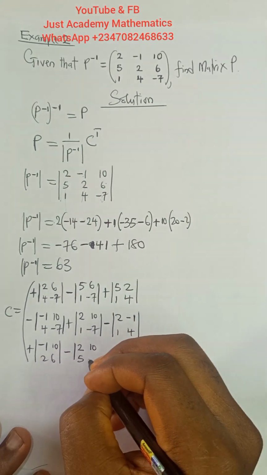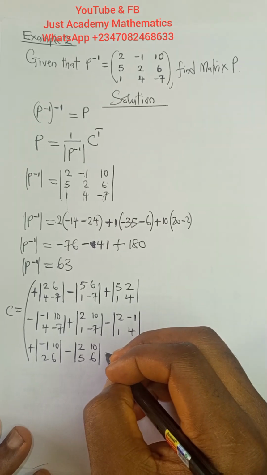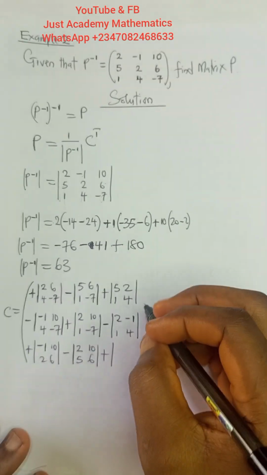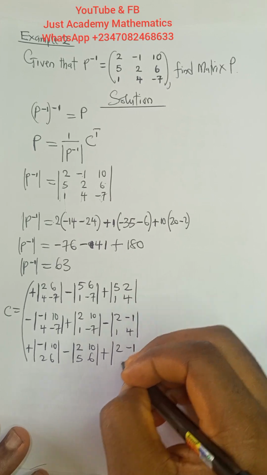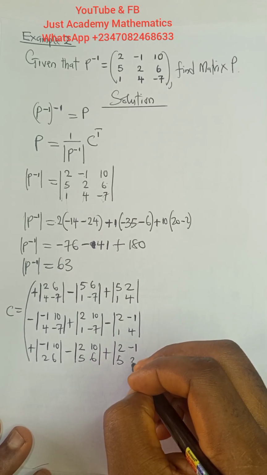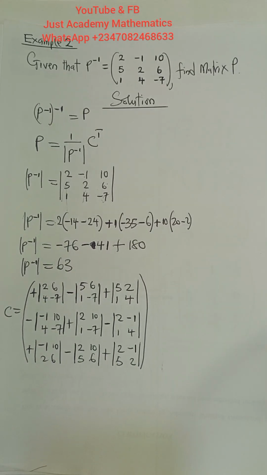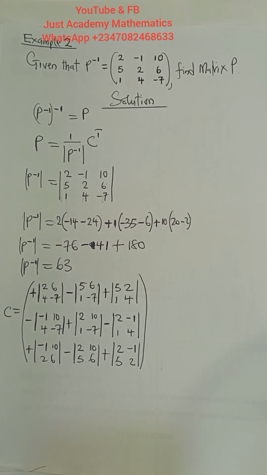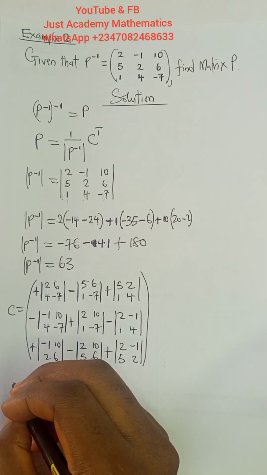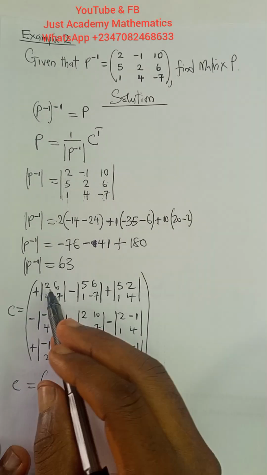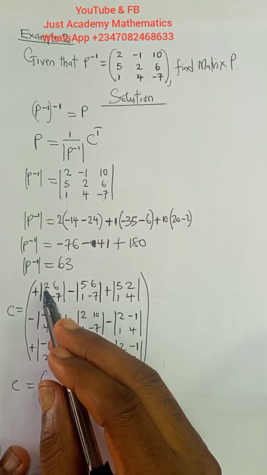210, 5, 6. Then we have plus here, 2 minus 1. And then what? 5, 2. So this is the cofactor. So what do we do now? The next thing is to get the real value of the cofactor. Let's do that. So this time this is minus 14.